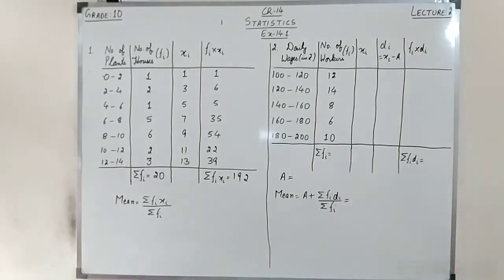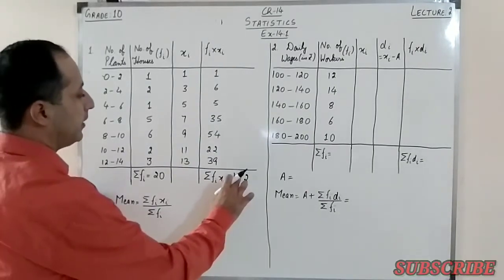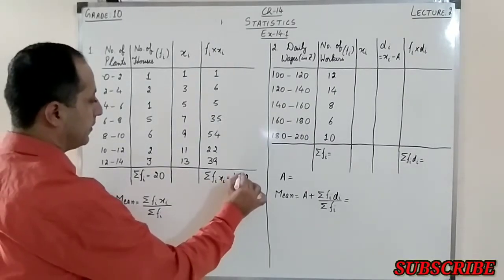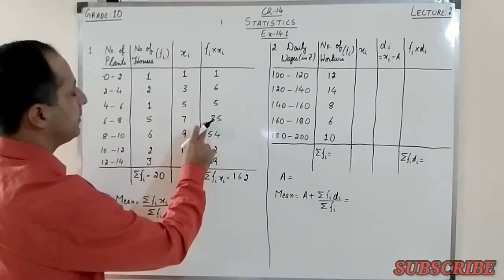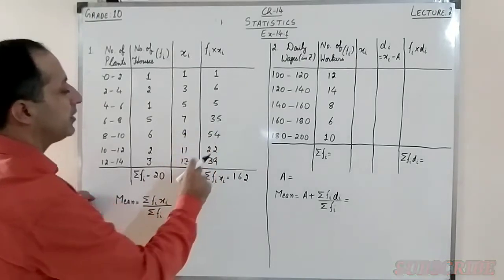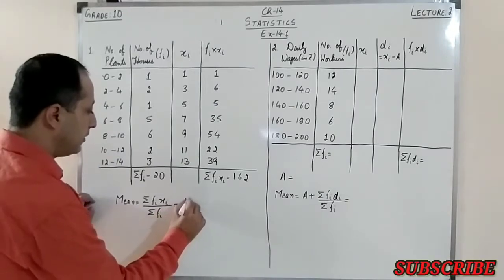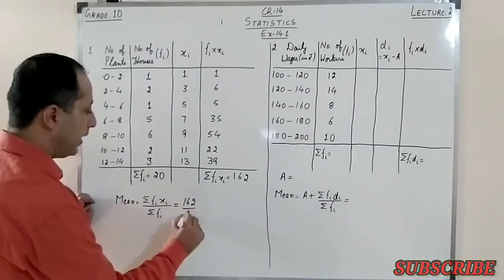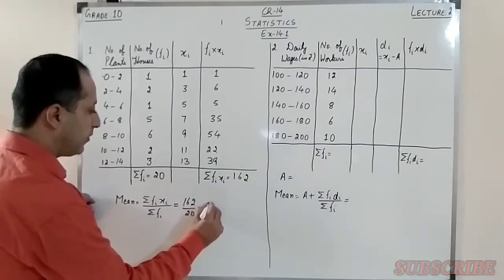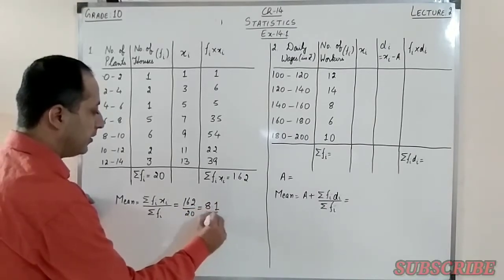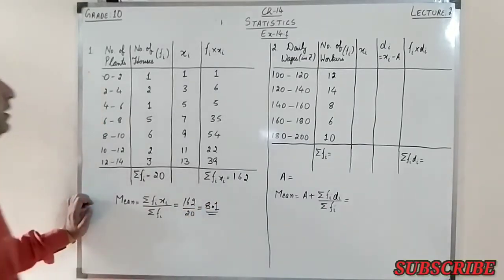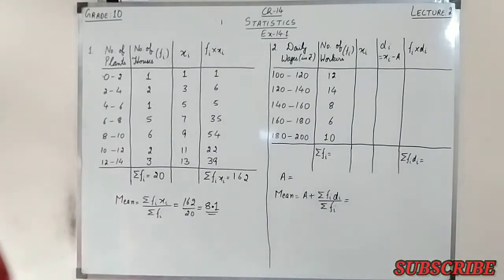A slight mistake, this is not 192, this is 162. We got 3 carry, 3 plus 3 is 6, 6 plus 5 is 11, 11 plus 5 is 16. Now we just substitute the value. This is 162 upon 20, and we get the answer as 8.1. So this is the mean number of plants being planted.